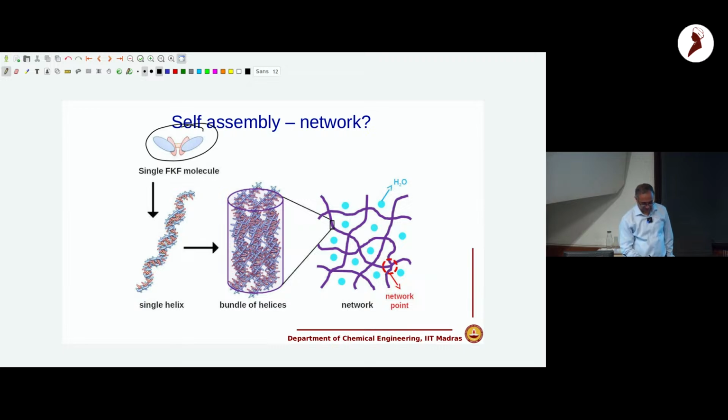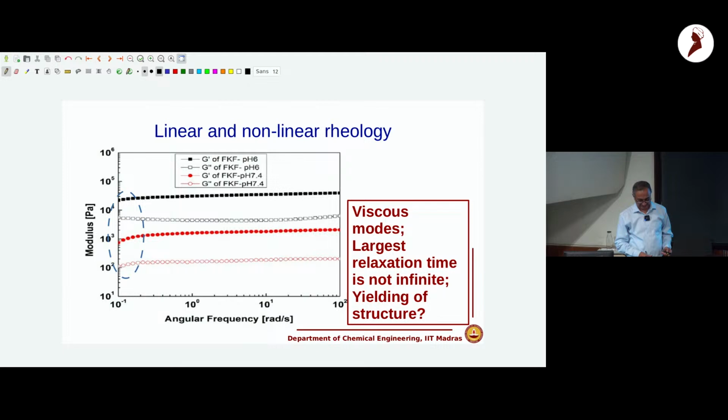If I represent the molecule like this, it sort of forms a helical assembly, and then the helices get together in a bundle, and then the overall bundle is forming a three-dimensional network, and this is really the supramolecular gel, which encompasses water, 98%, 99% water, and then the network of these supramolecular gels.